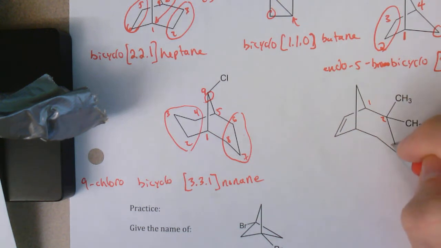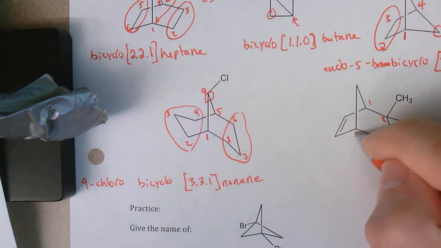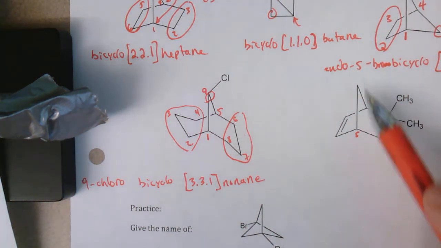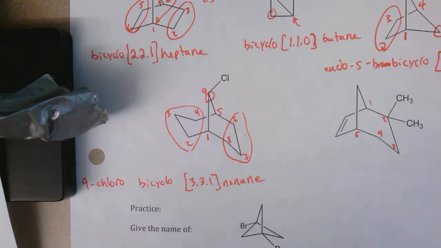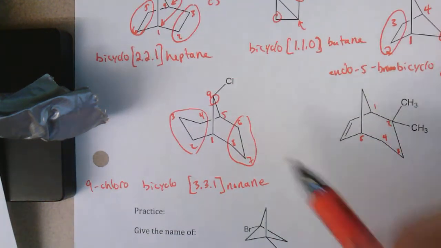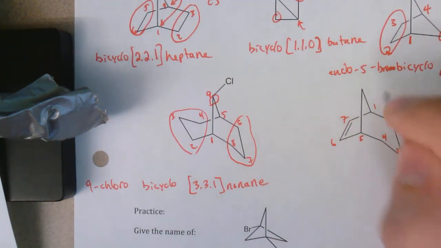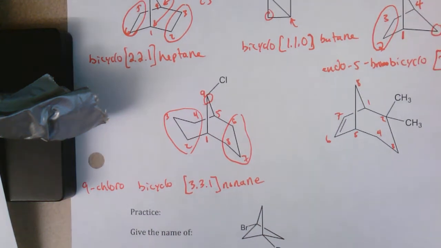So 1, 2, 3, 4. Then this bridgehead is 5. Then I've got to decide, do I go up to this bridge or continue along this bottom, or go to this bottom bridge? This is 2 carbons, this is 1 carbon, so 6, 7, jump up and get that last one, 8.